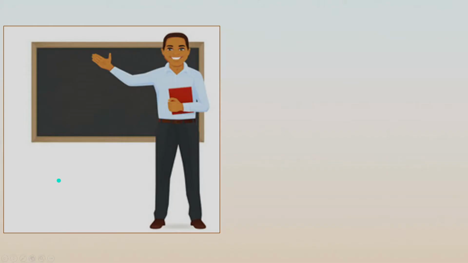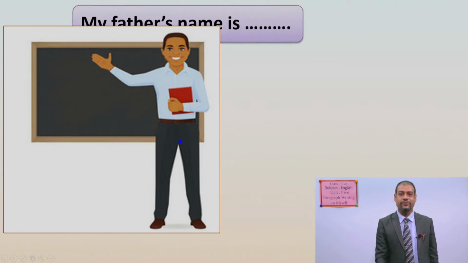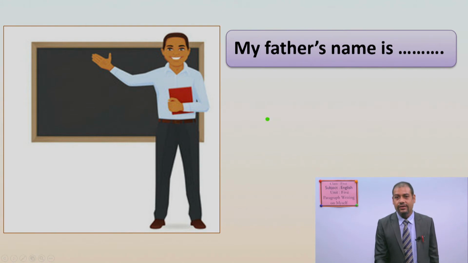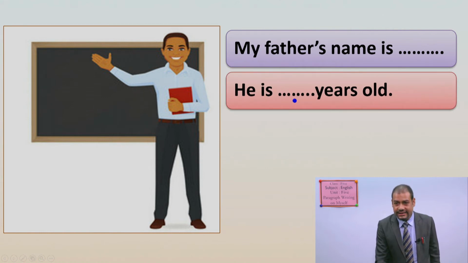Then look at another picture. Who is he? Now check whether your guess is right or wrong. My father's name is, that girl's father, okay? And she is writing my father's name is. So you can also write down your father's name, like my father's name is. Then you can write down he is. Now you can write your father's age here. The girl, the student, is writing her father's age here. So you can also write down your father's age.